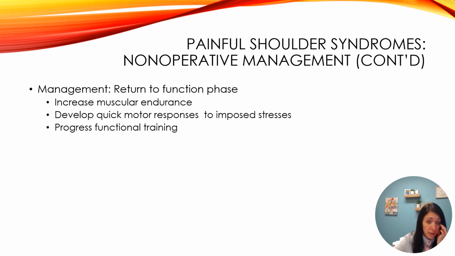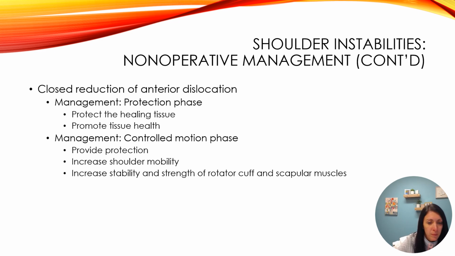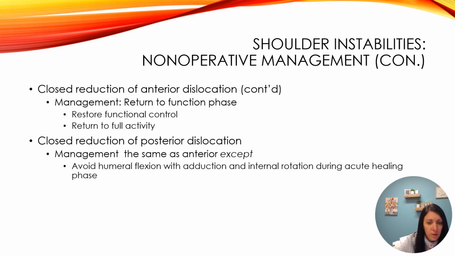And then there's also a return to function phase. So make sure you look over each one of those phases too. There's a lot more of hypermobility, like with instability. There's trauma, hypermobility as well. This would be for like an anterior dislocation. Your textbook describes different phases, so look over what those would look like and the differences between the two.